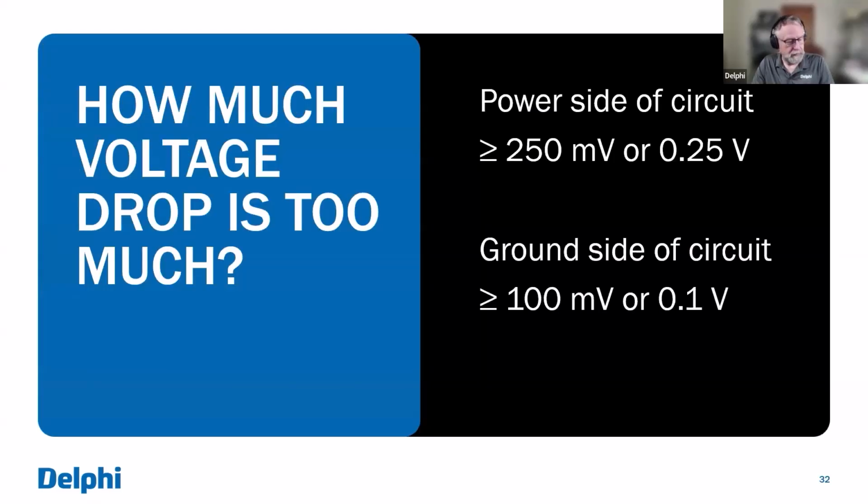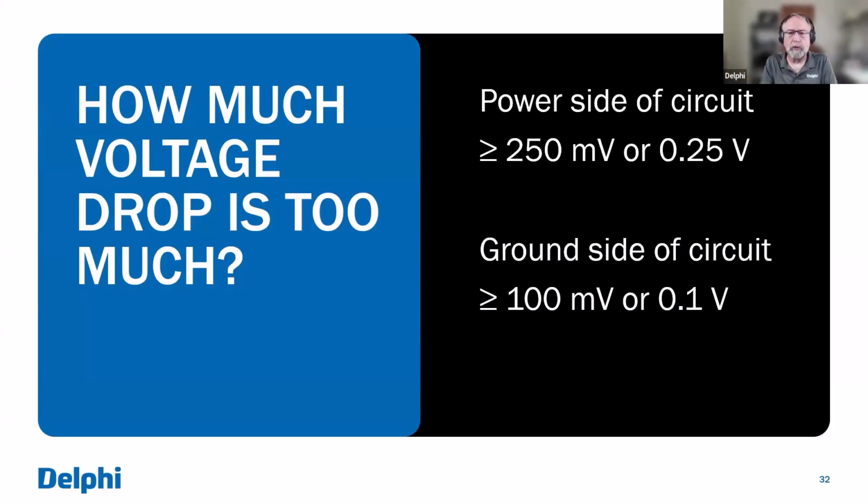Next question. How much voltage drop is too much? And guess what? There's a little bit of subjectivity involved here, meaning different applications are going to have different acceptable voltage drops. The numbers that you're seeing there are just total rules of thumb. That's all. They are not hard and fast numbers by any stretch of the imagination, but it's giving you a little bit of an idea on a 12-volt automotive circuit.